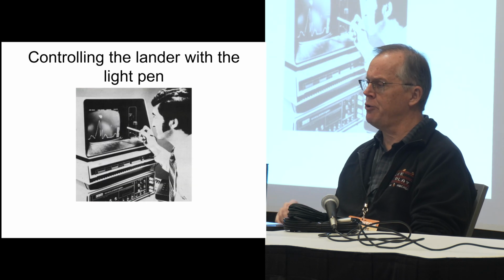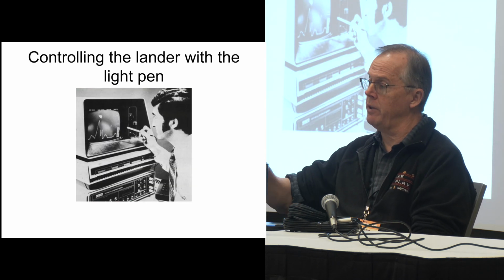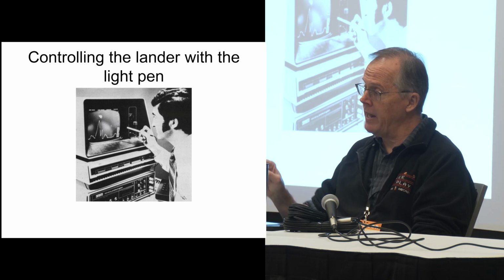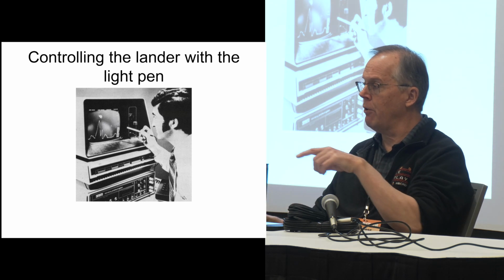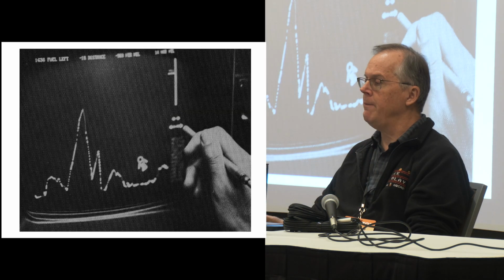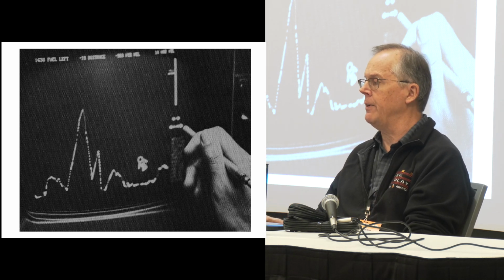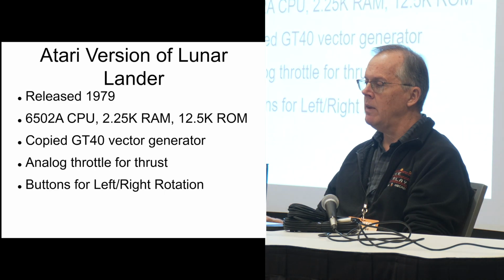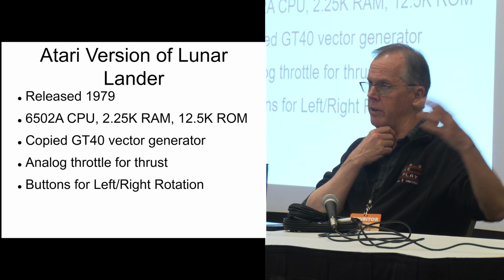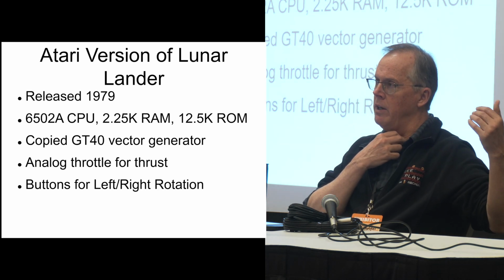And this is some of the literature. Here's an engineer or person using the light pen to slide up and down the thrust slider, or in the next slide, they're using the light pen to rotate the orientation of the lander with the arrows. In 1972, this was brought out.